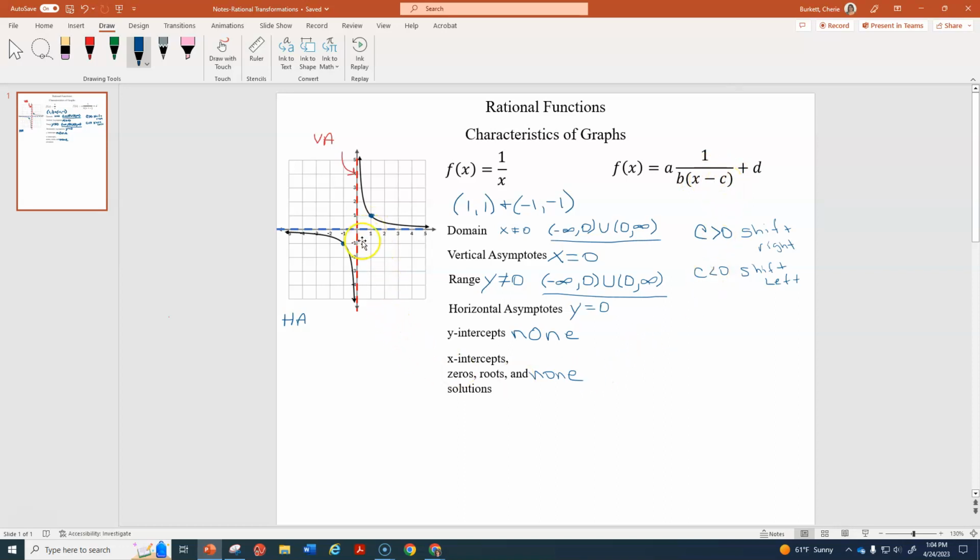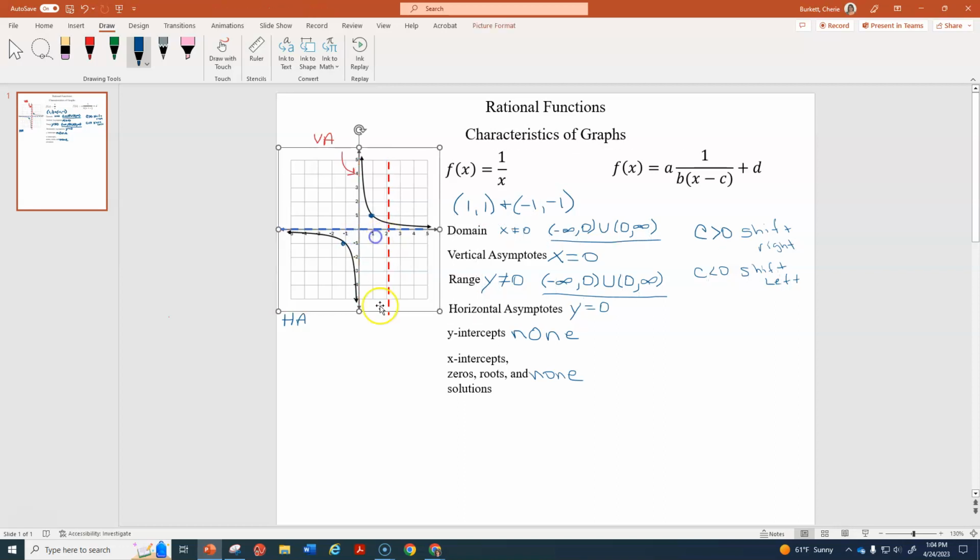When you shift your graph left and right, your vertical asymptote should shift with you. Uh-oh, I'm messing everything up. It shifts with the branches. I'll go over to Desmos in just a second so that you can see everything move. But your vertical asymptote moves. If your vertical asymptote is moving, then what is changing? Your domain. So C changes your domain and your vertical asymptotes.